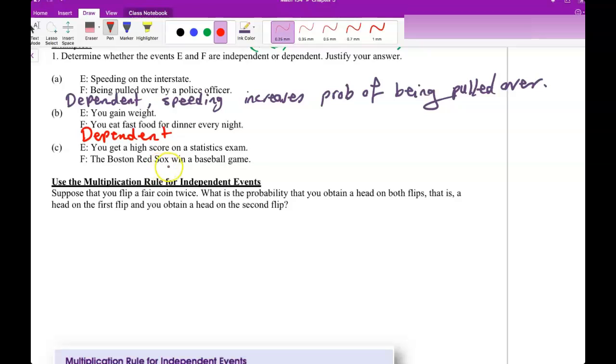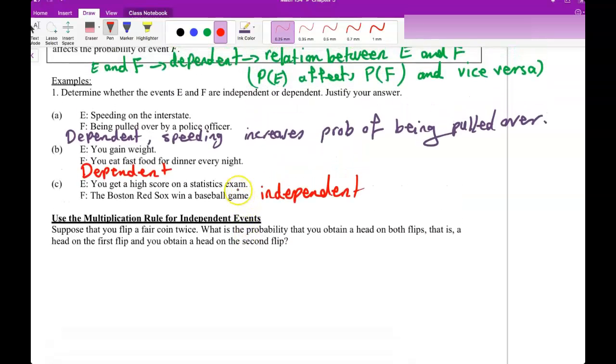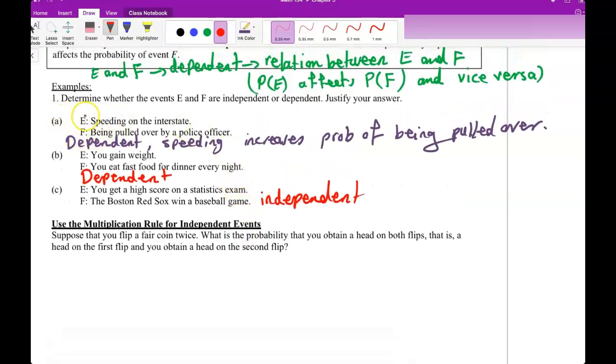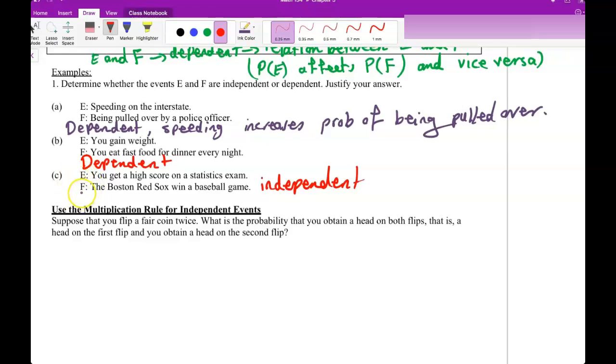And C, you gain a high score on a stat exam. Next one, Boston Red Sox win a baseball game. So these two, obviously there is no relation between these two. It doesn't matter if they win, how that will affect your score on stat exam. So this is independent. Again, in part A, we had relation between these two events. Part B, we had again relation between E and F. But C, there is no relation between E and F. That's why we have independent.